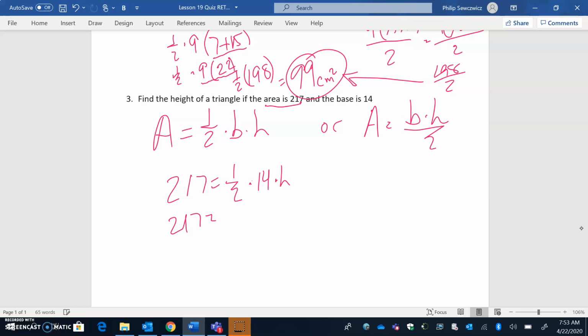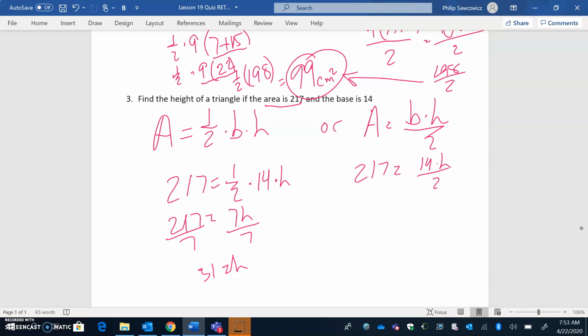So again, it's just a nice little equation that's going to show up here. 217 equals, well, it's a half of 14, and that's 7. So then I can divide both sides by 7. 217 works out nice. 21 divided by 7 is 3. 7 divided by 7 is 1. So 31 is our height. Check out the other side over here. Again, area here is 217. My base is 14 times the height, which I don't know, divided by 2. So in this particular case, I'm solving the equation.